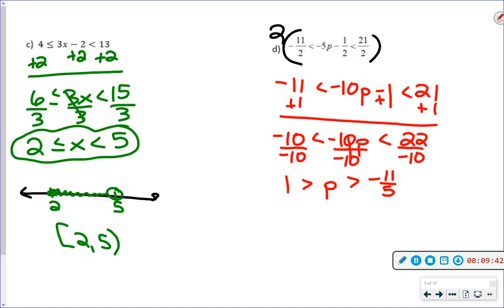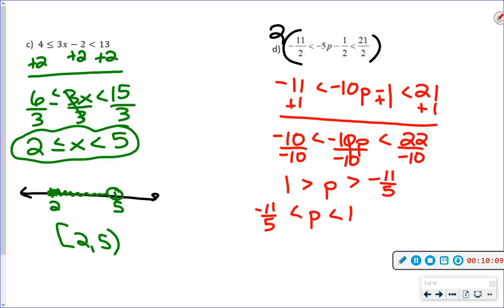Now, I don't like that. I don't like the looks of that. That's going to cause me anxiety. Because every time we look at anything on the number line, or we do our interval notation, it's smallest to biggest. Is that the order I have that in? I got it bigger to smaller. So I'm just gonna do a switcheroo, my friends. I'm gonna put the negative 11/5 first. And then the 1 on the end.